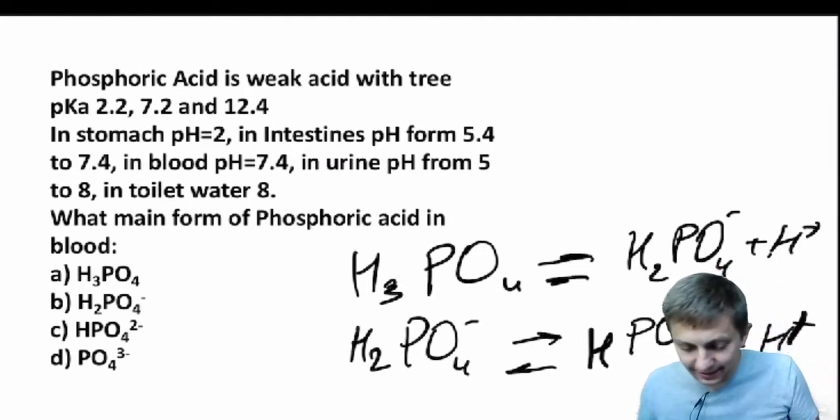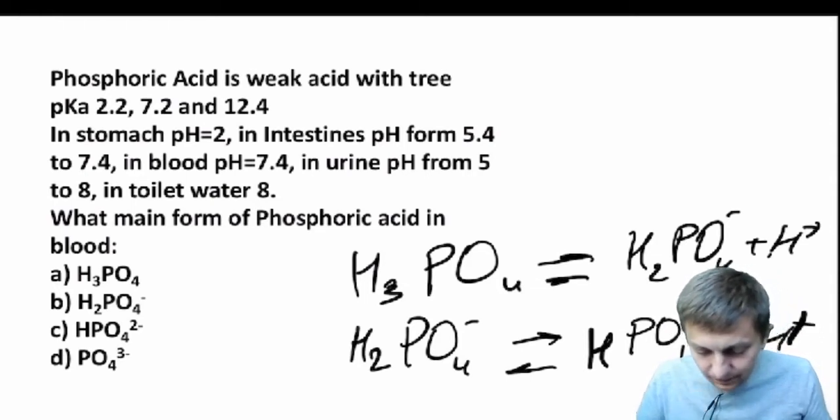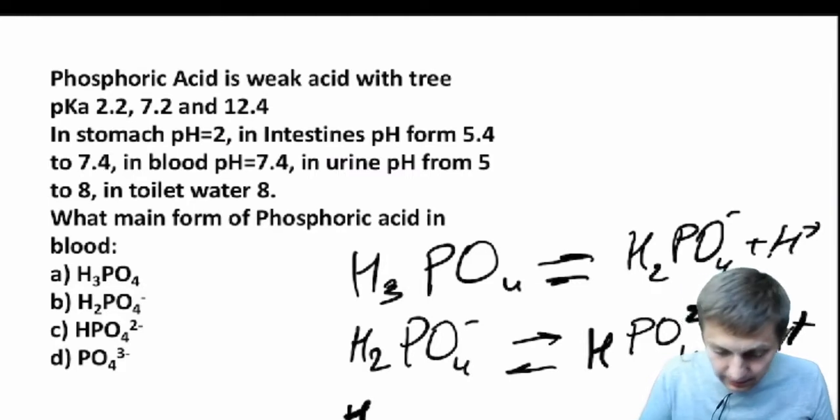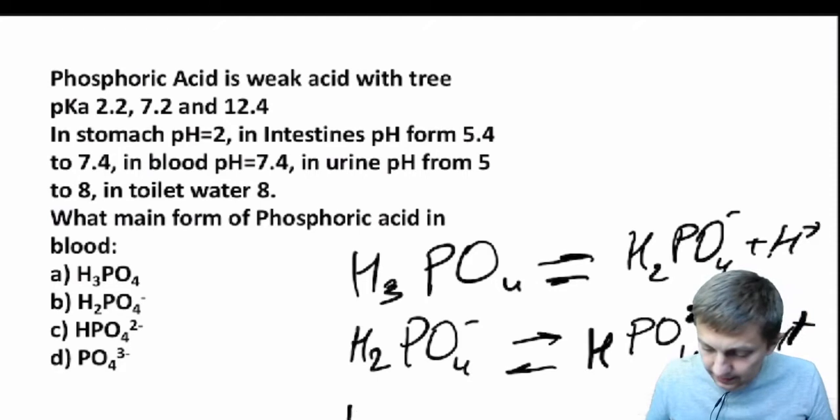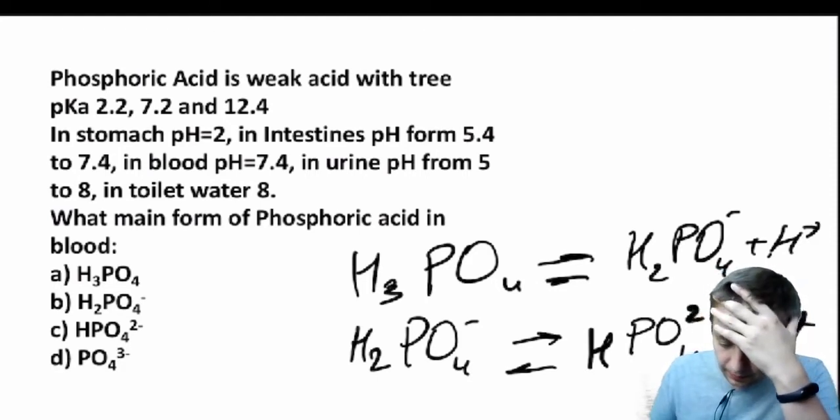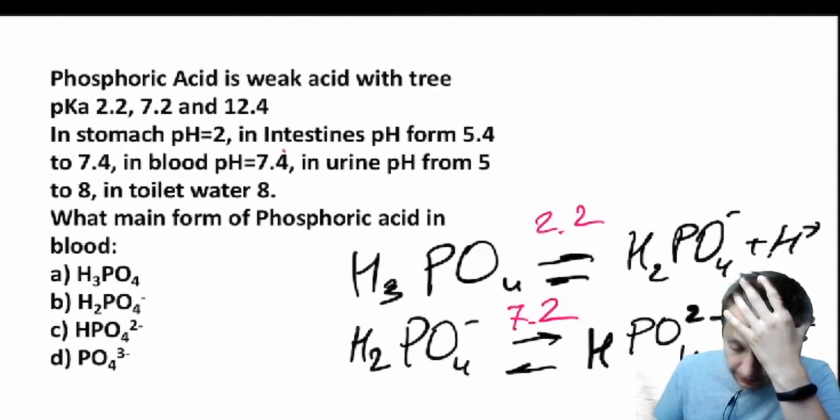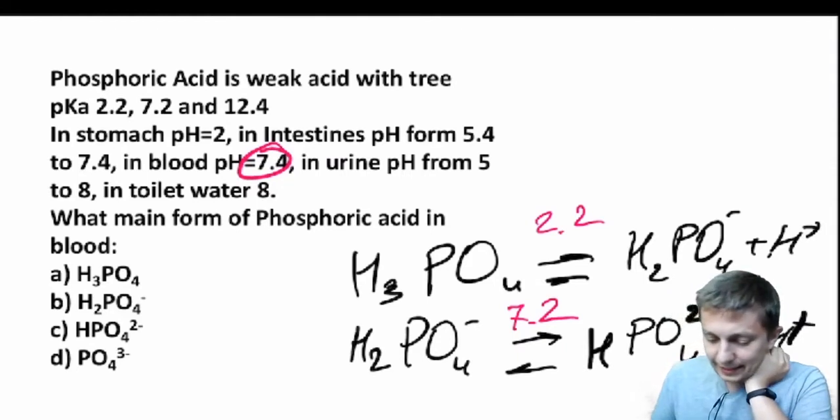And so let's discuss the next step, three steps. And last step, I think enough. Equilibrium pH will be 2.2, and here equilibrium pH equals 7.2. In blood we have 7.4.